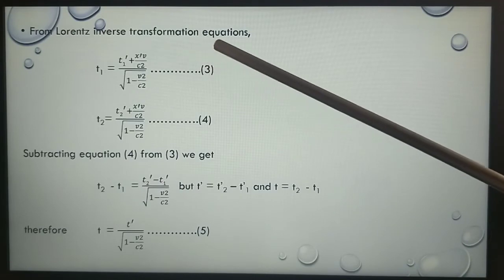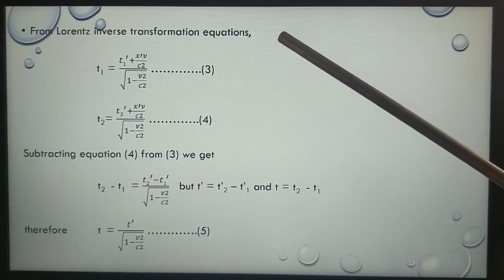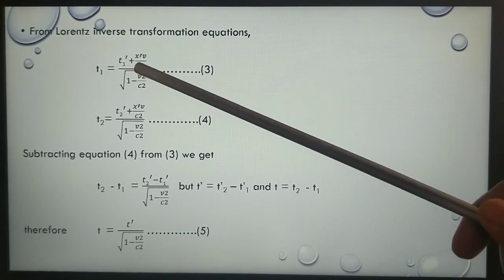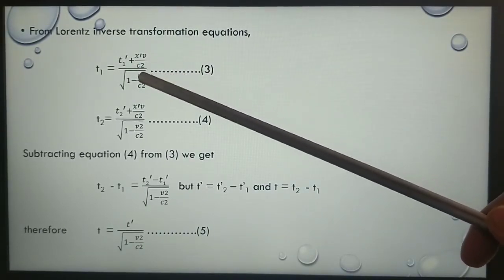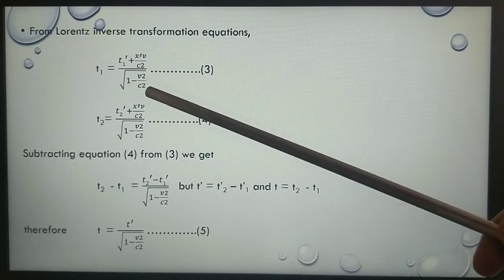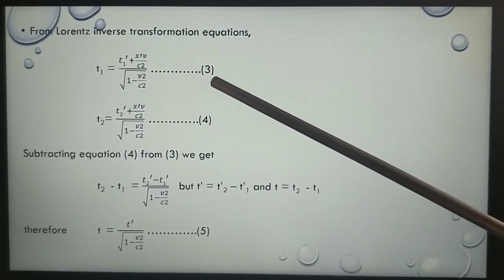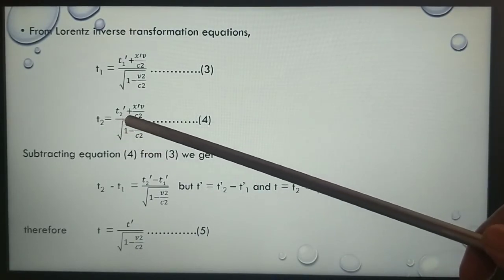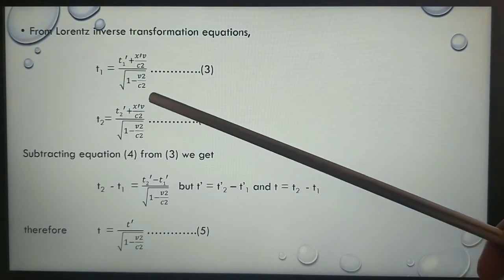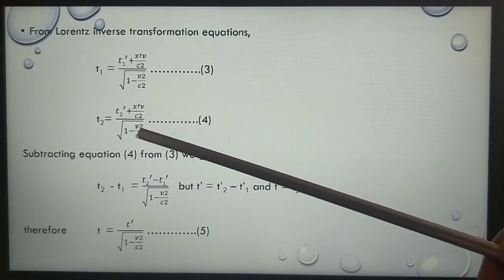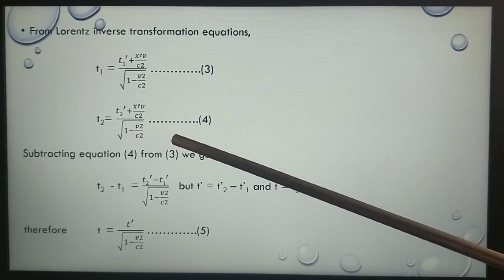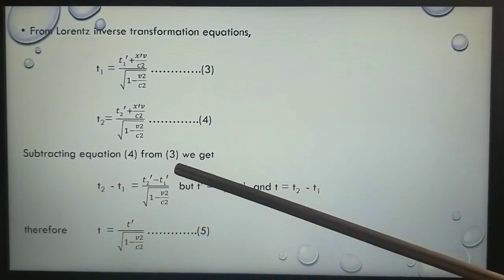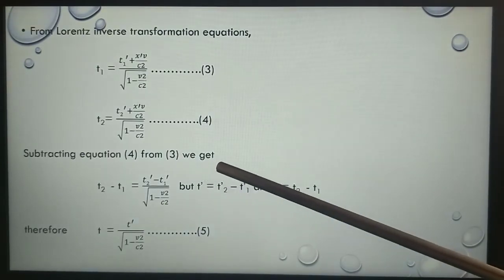From the Lorentz inverse transformation equation, t1 equal to t1 dash plus x dash v upon c square, total divided by root 1 minus v square upon c square. Equation number 3. Then we write t2 equal to t2 dash plus x dash v upon c square, total divided by root 1 minus v square upon c square. Equation number 4. Again we have to subtract equation 4 from equation 3.